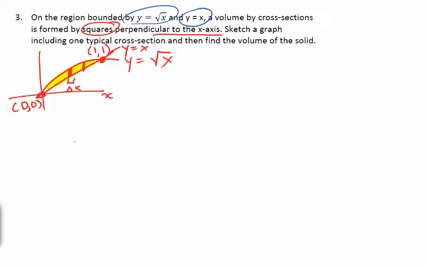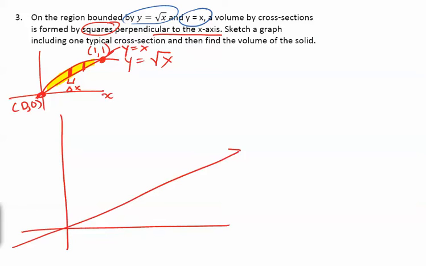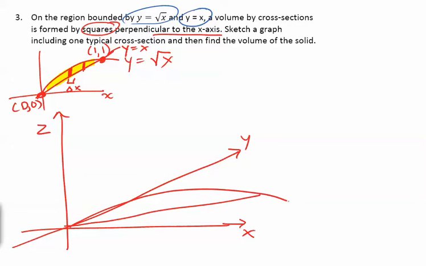All right, so let's see if I can do a three-dimensional version of this. So our y-axis and our x-axis and our z-axis. So our 45-degree line, I have to definitely tilt here to give this perspective. And then our square root of x graph.